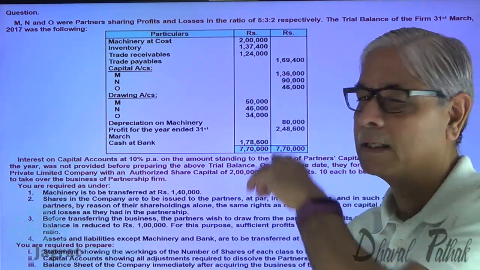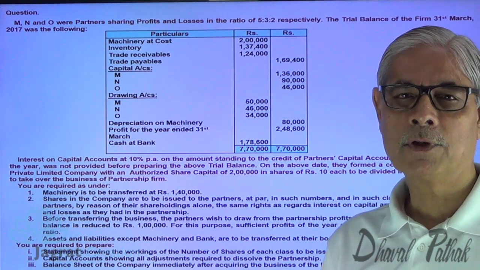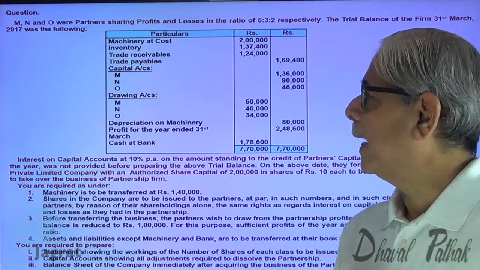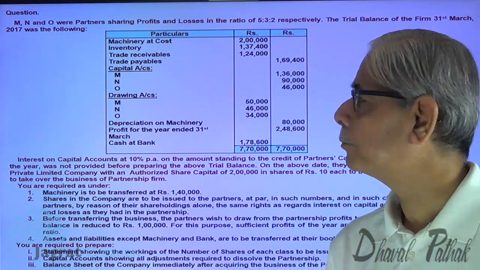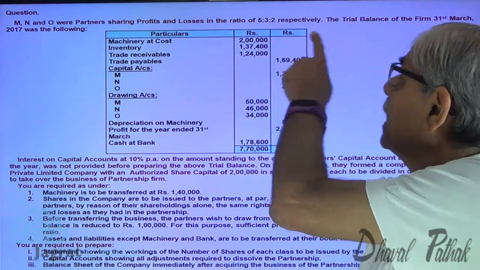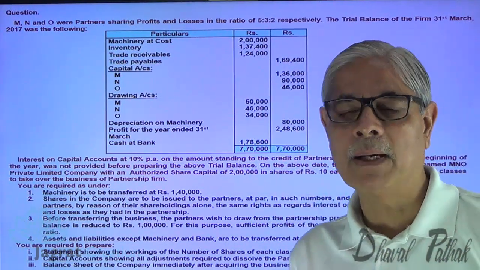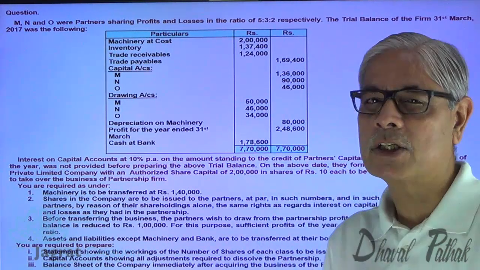So the capital balances are the balances wherein profits are not added and drawings are also seems to have not been deducted. So this is a trial balance as on 31st of March 2017, but the capital balance is an opening balance because it seems that the profit is not distributed.